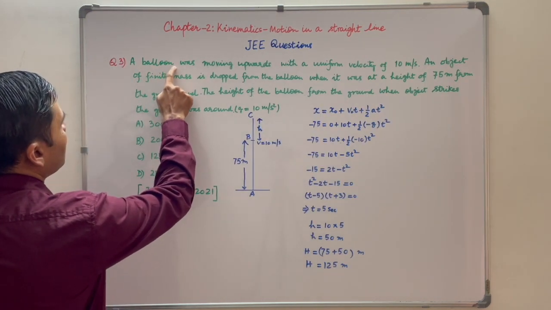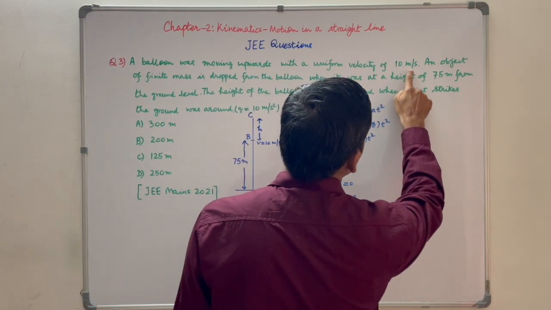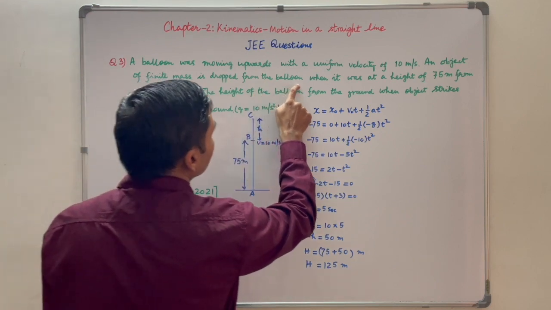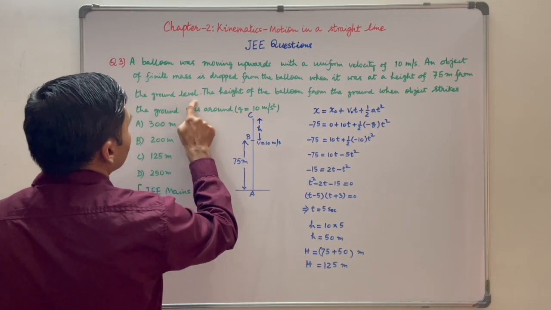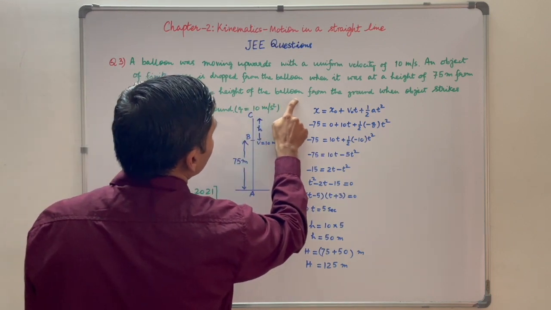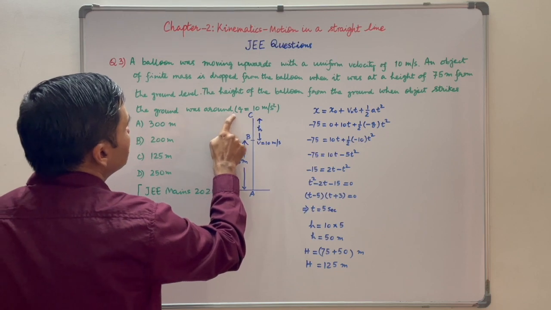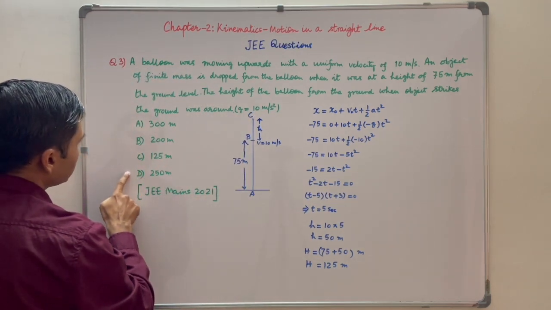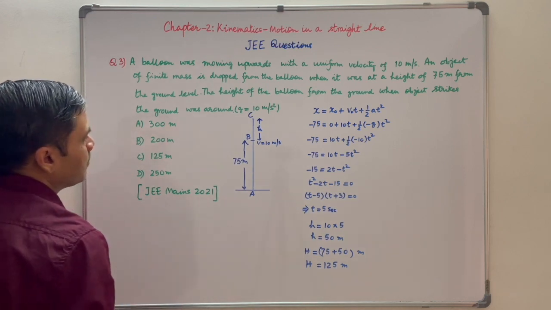Third question. A balloon was moving upwards with a uniform velocity of 10 meter per second. An object of finite mass is dropped from the balloon when it was at a height of 75 meter from the ground level. The height of the balloon from the ground when the object strikes the ground was around, g is equal to 10 meter per second square. These are the options given. This question appeared in JEE Mains 2021.